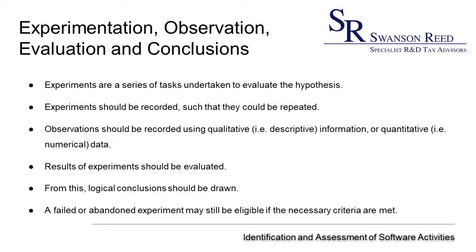Experiments, for the purposes of R&D, involve a series of tasks that are undertaken in a planned and systematic way to evaluate a hypothesis. The experimental steps should be recorded in such a way that they can be understood or repeated by a competent professional in the field. Applicants should observe, measure, and record information and results that relate to the experiment using qualitative, i.e. descriptive information, or quantitative, numerical data.